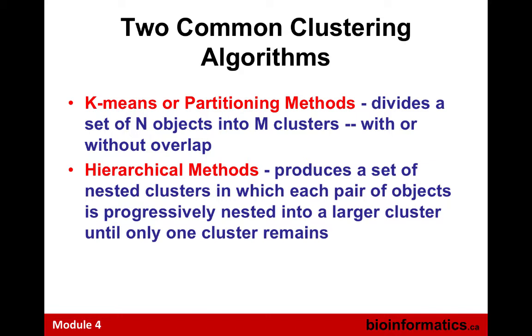So clustering is basically doing this, and there are some fancy terms like k-means. They belong to a category called partitioning methods. What they want to do is divide the objects into M clusters, basically M bins, with or without overlap. And hierarchical clustering doesn't actually give a particular number of clusters, but works from the top to the bottom, or from bottom to top. So it's up to you to visually check and set a threshold for where to cut off.